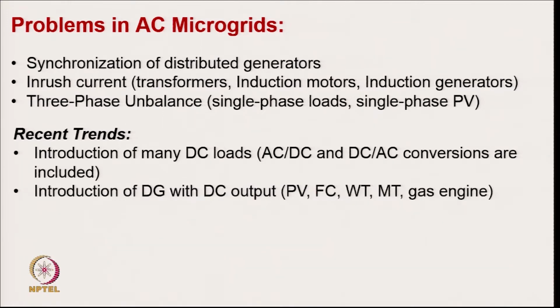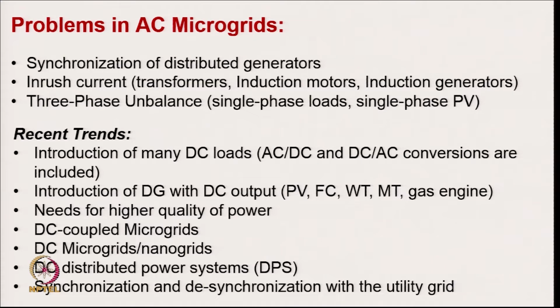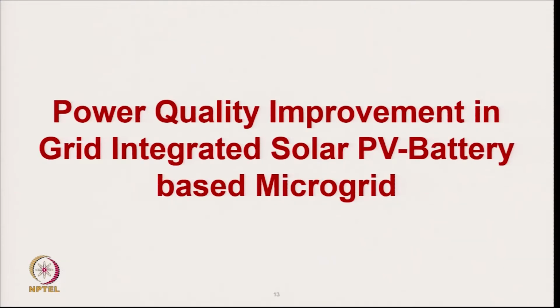Introduction of diesel distributed generators with DC output, like photovoltaic, fuel cell, wind turbine, micro turbine, gas turbine, and the need for higher quality of power. DC coupled micro turbine, and then DC microgrid with nanogrids and DC distributed power systems like DPS, and synchronization and desynchronization with the utility grid. Now, coming to the power quality improvement in grid integrated solar PV based microgrid.